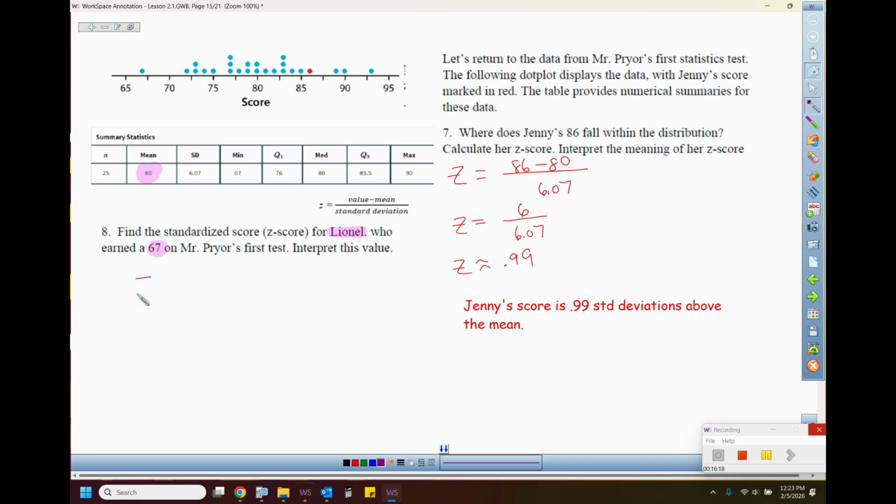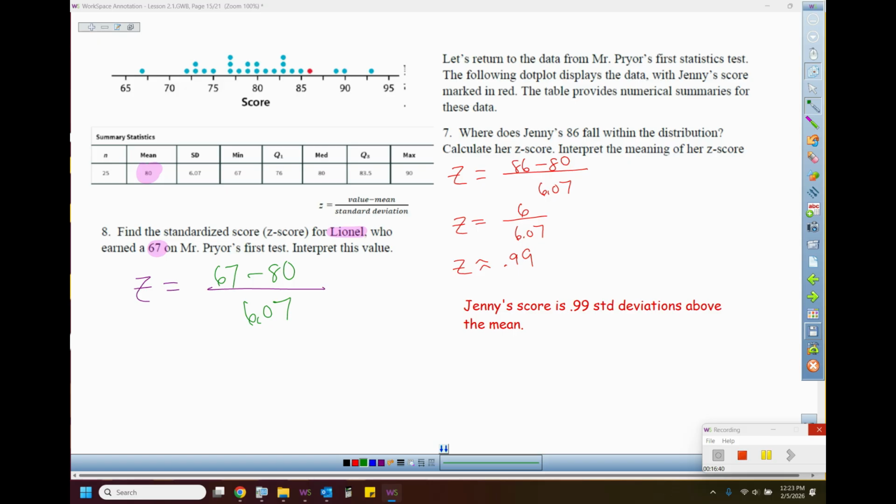We do it just like this. We'll do z equals the value. That's the weirdest part. It's like, what do you mean by value? It's whatever that person got. Didn't Lionel get a 67, right? So that's the value. Then the other numbers never change for this scenario. The average is still 80, so we're going to take away the average and divide it by the 6.07.